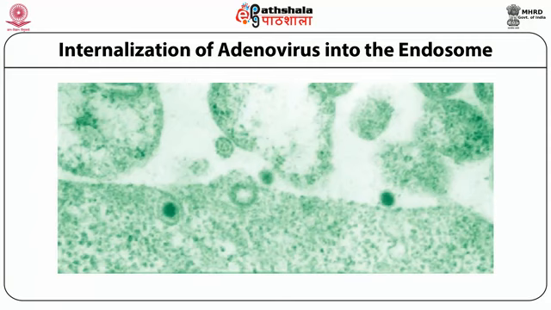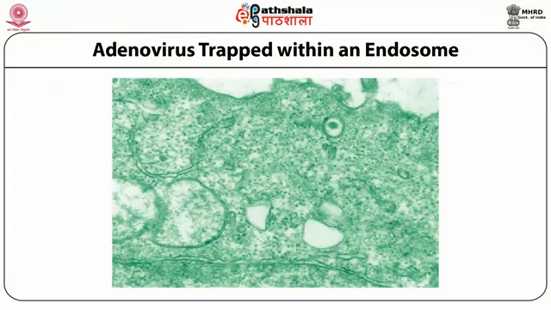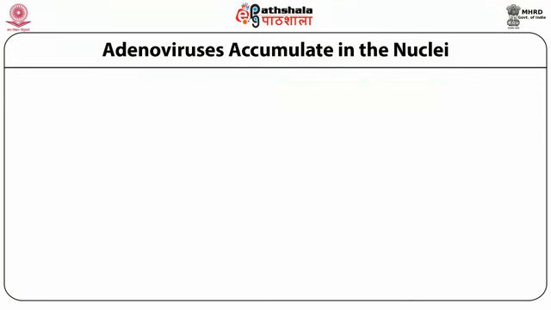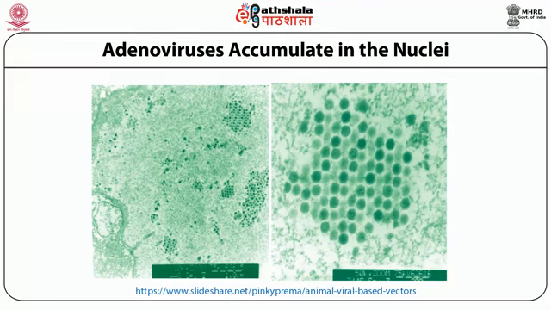Once these viruses attach, they get entry into the cell membrane, and then the process of internalization of adenovirus into the endosome takes place, through which it gets entry into the cell, and later this virus is trapped within the endosome, as you see in the figure. Once it is inside the cell, it starts replication.